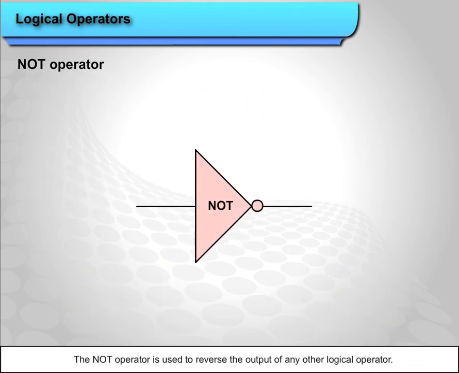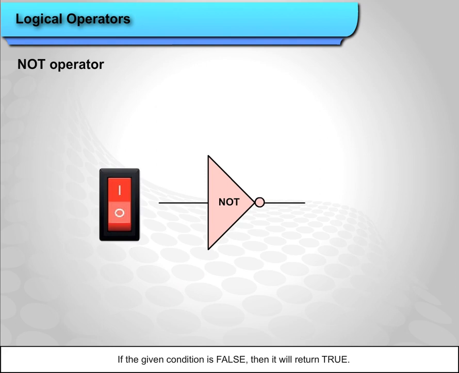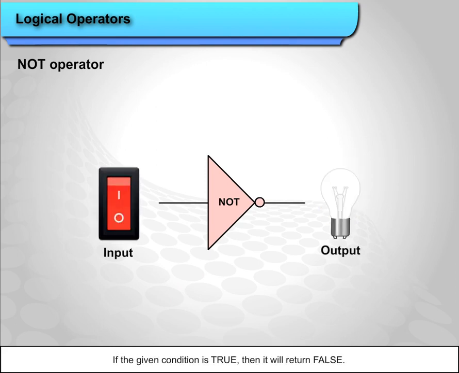Not operator. The not operator is used to reverse the output of any other logical operator. If the given condition is false, then it will return true. If the given condition is true, then it will return false.